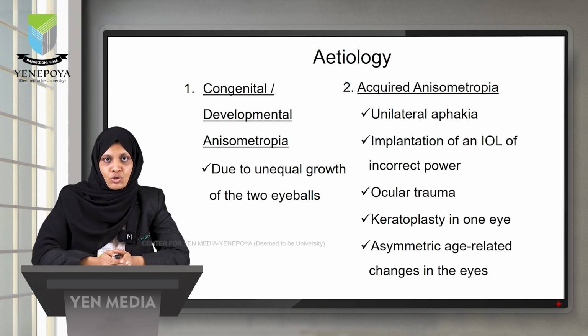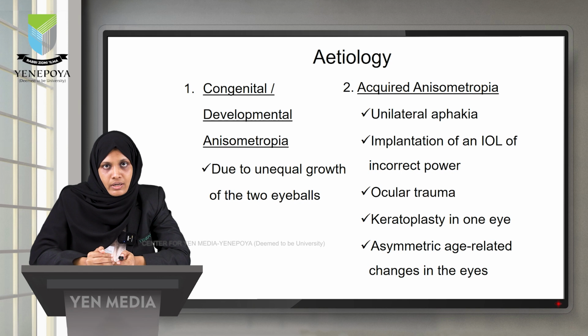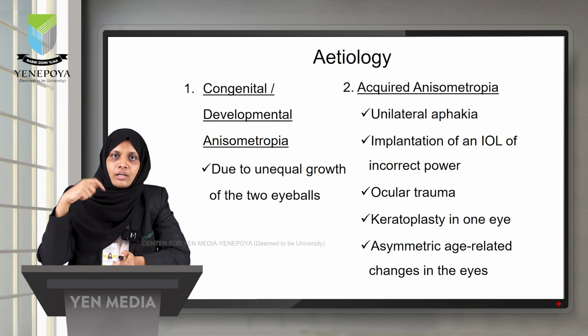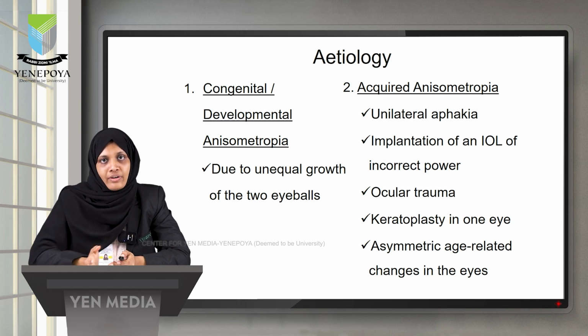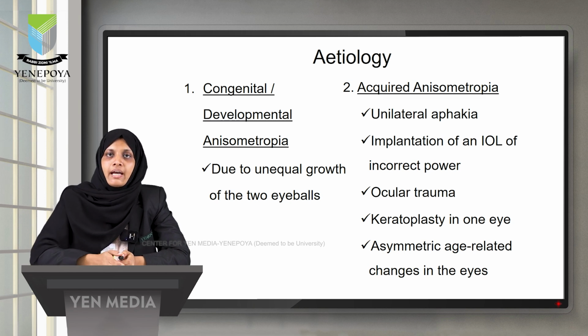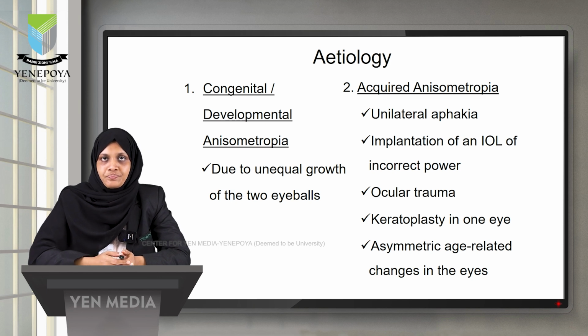So let's move into the etiology of anisometropia. Anisometropia can be congenital or acquired. Congenital is due to unequal growth of the two eyeballs, which means one eye has a normal size and the other eyeball is small. This unequal growth of the eyeball may cause anisometropia. Acquired anisometropia may occur due to unilateral aphakia, which means absence of the crystalline lens in one eye, implantation of an intraocular lens of incorrect power, ocular trauma, keratoplasty in one eye, and asymmetric age-related changes in the eyes. These are all causes of anisometropia.